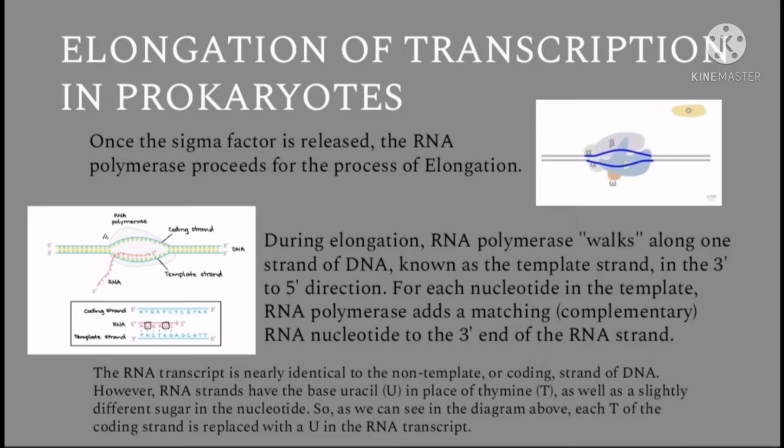So for each nucleotide in the template, RNA polymerase adds a matching complementary RNA nucleotide to the 3' end of the RNA strand. So the RNA transcript is nearly identical to the non-template or coding strand of DNA. However, these RNA strands have the base uracil, as we were taught by Ma'am, in place of thymine, as well as a slightly different sugar in the nucleotide. As we can see in the diagram above, if we zoom in, the thymine of the coding strand is replaced with a uracil in the RNA transcript.